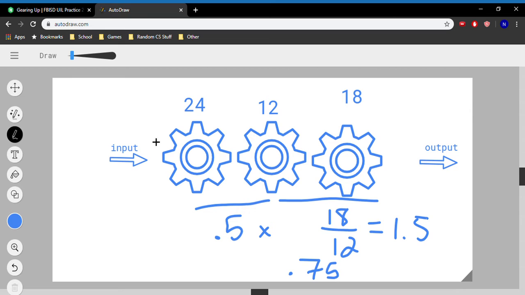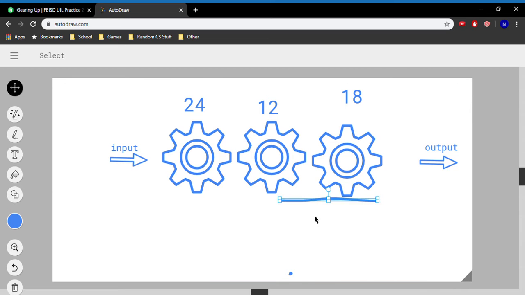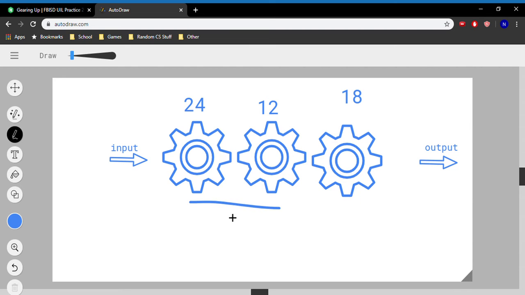So then if we want to do this as code, what we're going to want to do is look at each gear pair in the whole chain, find the ratio for each pair, and then just keep a running count so that we can get the whole ratio for the whole chain.